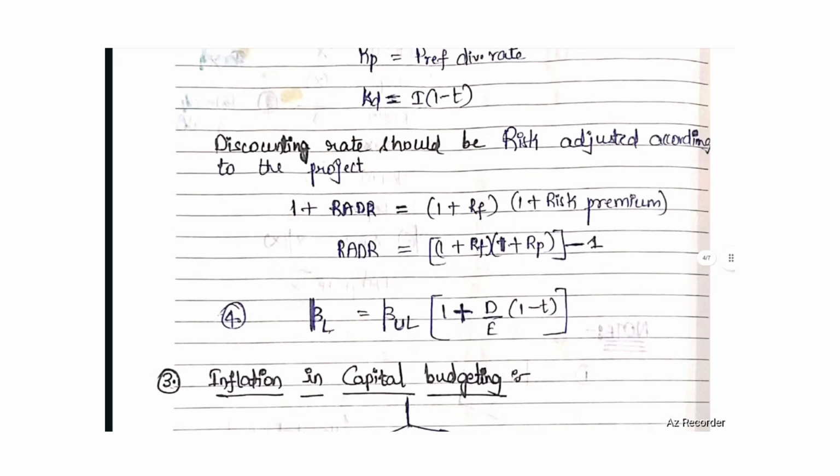How to calculate levered beta? Beta levered equals beta unlevered into 1 plus debt by equity into 1 minus T.